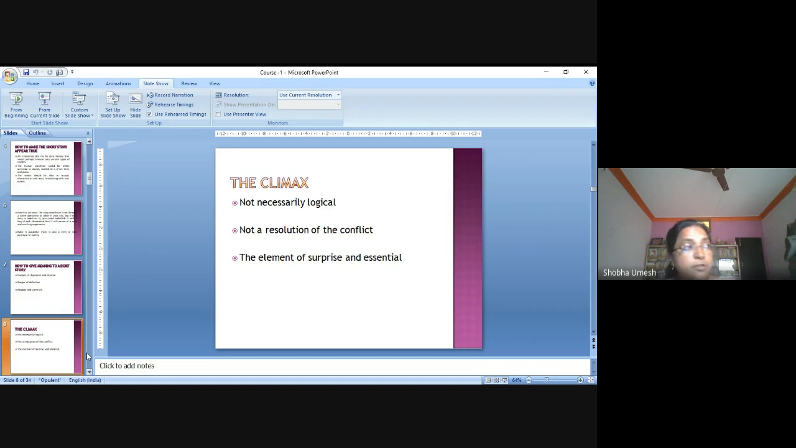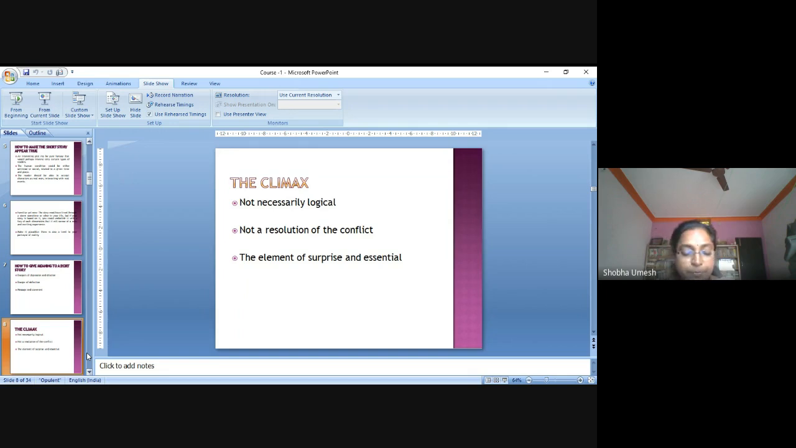And also, it should not be a resolution of the conflict. A climax does not have to be a resolution of a conflict or complication in the plot. It may give rise to certain issues which have to be squarely faced and resolved by the protagonist. See, it should not be complicated, and it should not harm the feeling of any of the readers. If that happens, the author will be responsible to answer the reader. So the ending of the short story should not be too complicated.